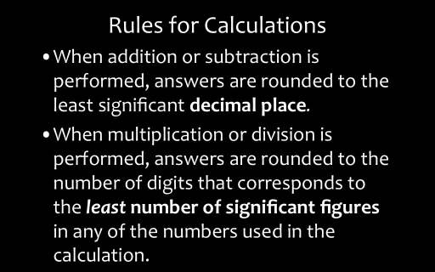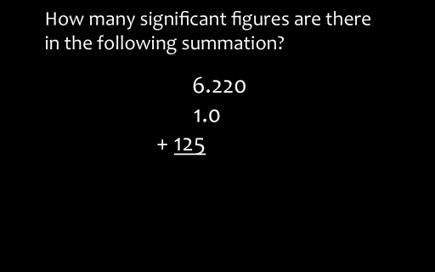Okay, when you're doing calculations, it depends on whether you're adding or subtracting or multiplying, dividing. Now most of the time in here we're going to be doing the multiplication division rule, but just as a quick review, we'll talk for just a second about addition subtraction. When you're doing addition subtraction, you round to the least significant decimal place, or the lowest number of decimal places. When you multiply or divide, you round to the number of digits that corresponds to the lowest number of sig figs in any of the numbers used in the calculation. So you round to the smallest number of sig figs. So we'll do a couple examples here.